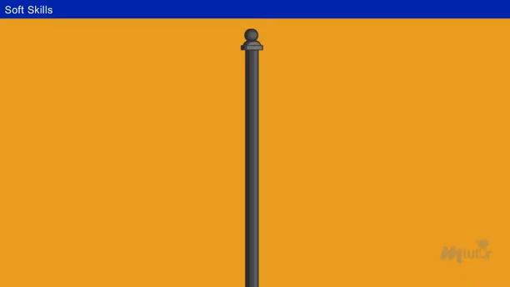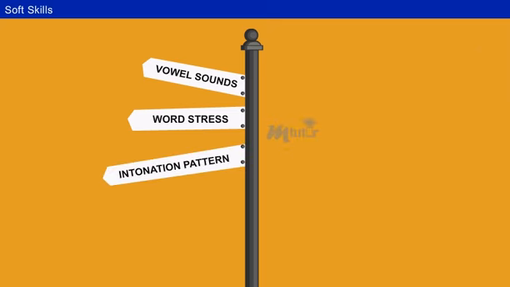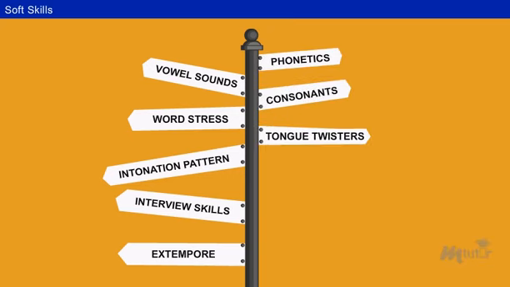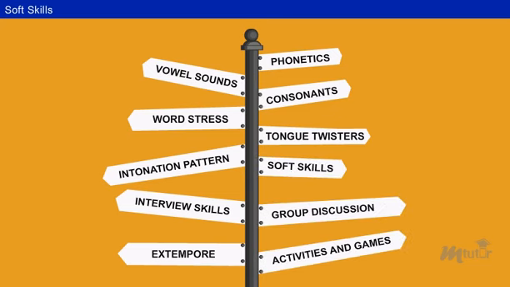Voice and accent training. Learning to pronounce English syllables and also learning the following things: vowel sounds, word stress, intonation pattern, interview skills, extempore, phonetics, consonants, tongue twisters, soft skills, group discussion, activities and games.